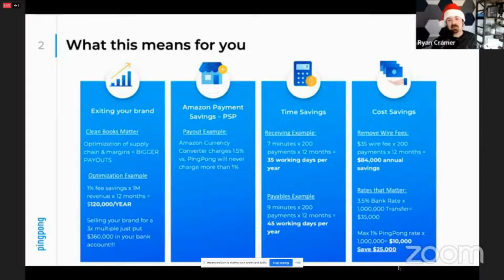$35 per wire fee doesn't seem like a lot per time, but if you're doing that over the course of a year, you can actually look at that example. Hey, that's $84,000 of just savings. That's a full-time employee. That's a highly paid employee that you can be hiring just in saving fees instead of paying wire fees.